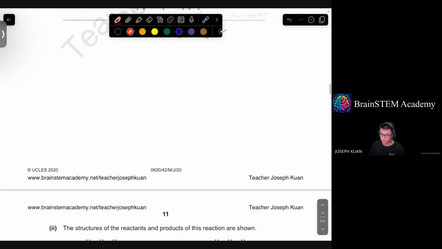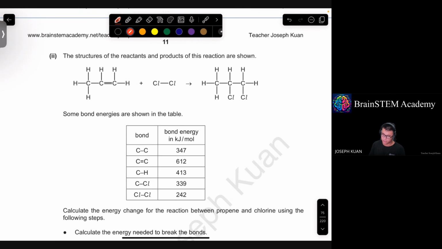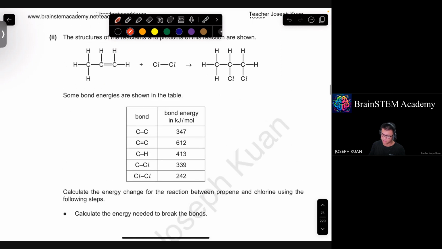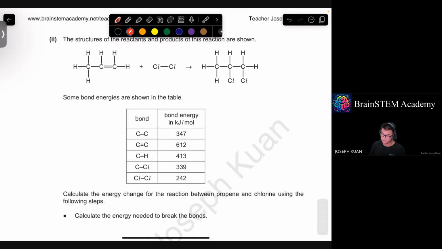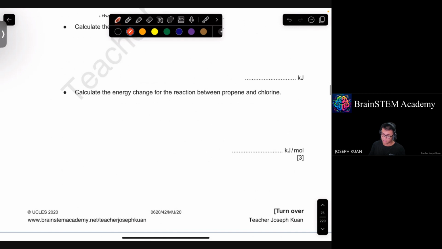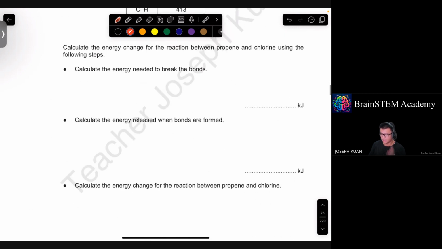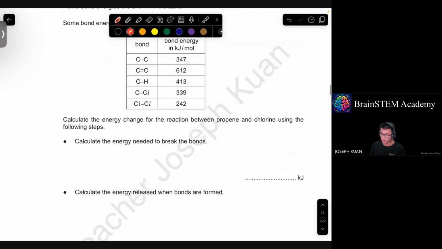Right? Next question. The structures of the reactants and products in this reaction are shown. Some bond energies are shown in the table. Calculate the energy change for the reaction between propene and chlorine using the following steps. Calculate the energy needed to break the bonds, calculate the energy released when bonds are formed, and calculate the energy change for the reaction between propene and chlorine.